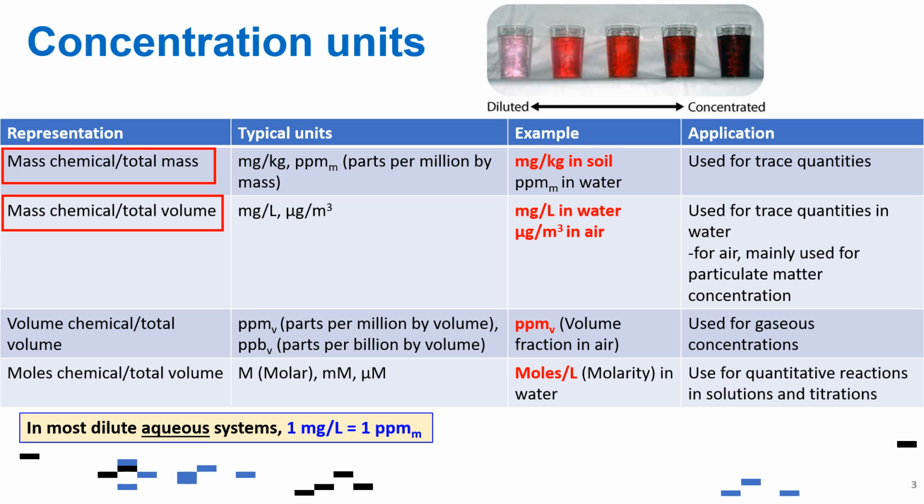For air units, we usually use 2 forms: the microgram per cubic meter or the parts per million by volume, or ppmv. The microgram per cubic meter is usually used for particle concentration in air, or as commonly called particulate matters or PM, or also used for solid contaminants in air such as lead.